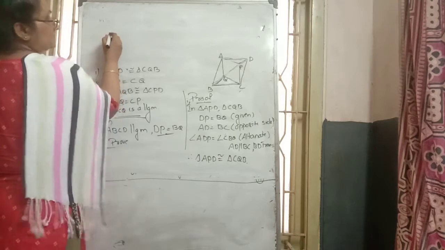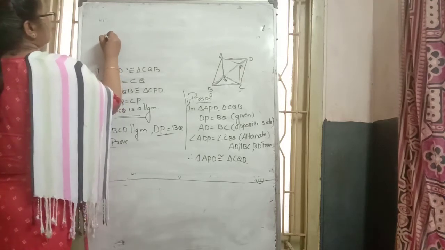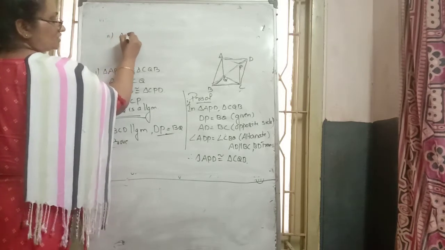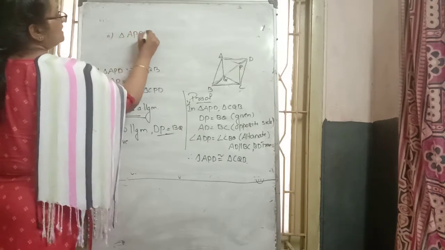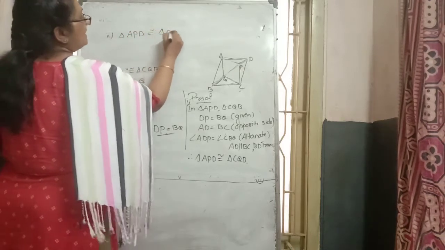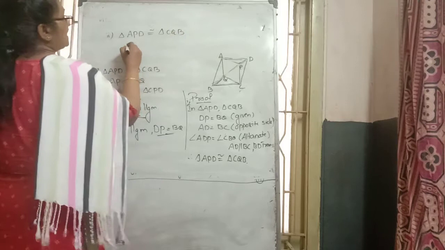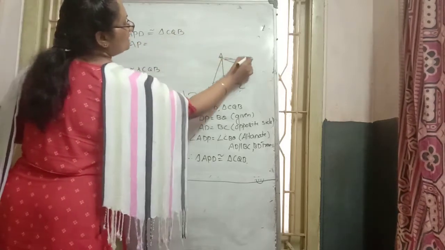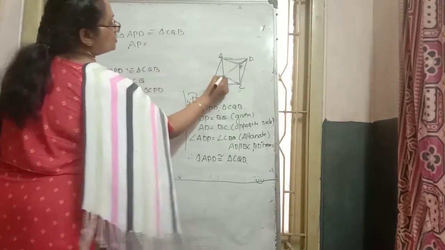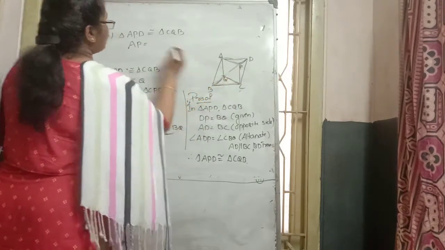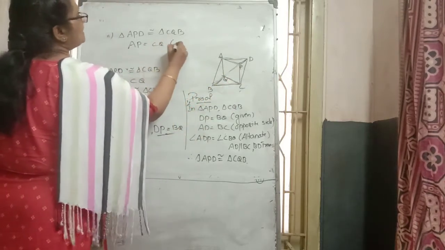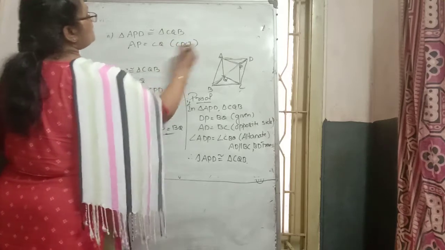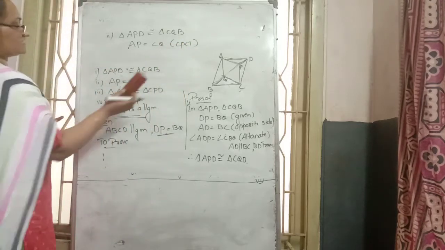Here we can write it as the second part. As we already proved that triangle APD is congruent to triangle CQB, directly we can say the AP side, which is part of that triangle, is equal to the CQ side, which is part of the same triangle, by CPCT. The second case is also done. Next, the third case.